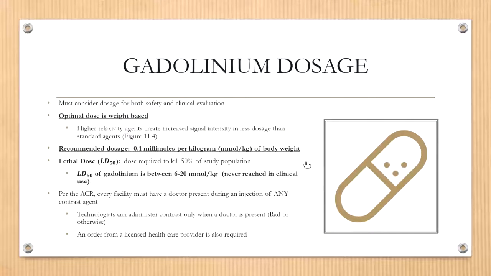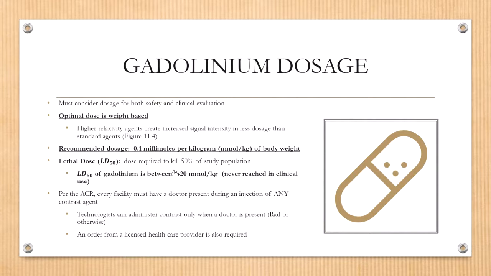Another thing we'll talk about is lethal dose. Lethal dose is a term that's used across the board for any type of agent or substance. The lethal dose is abbreviated as LD50, and what it means is the dose that's required to kill 50% of a study population. So in gadolinium, the lethal dose, LD50, is between 6 and 20 millimoles per kilo. When you compare this to what the recommended dosage was, it's 0.1 millimoles per kilo.